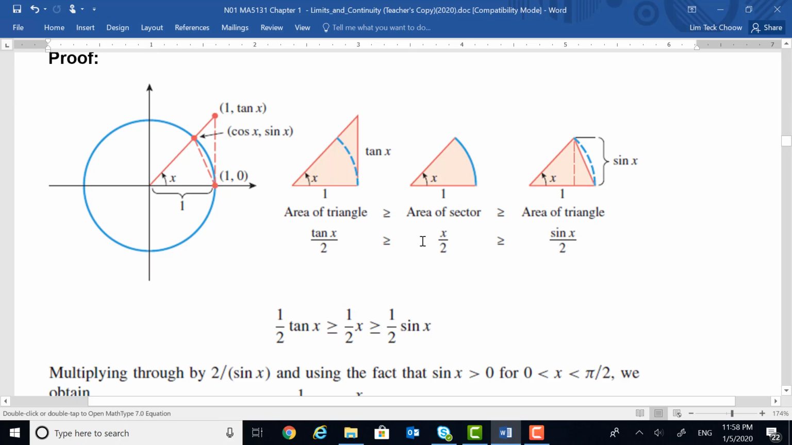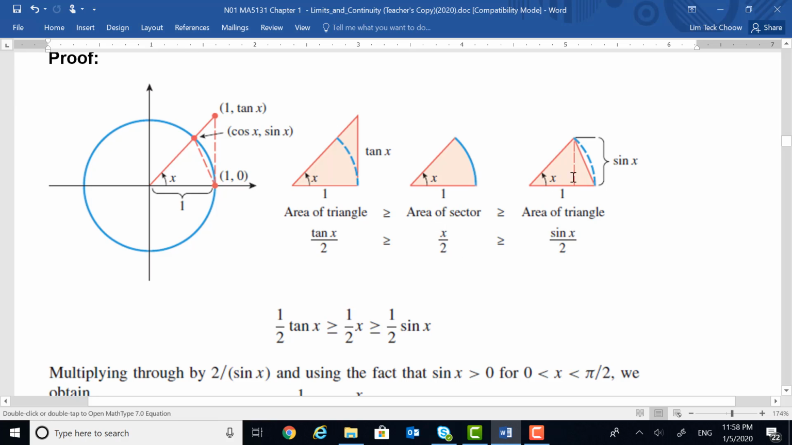And the area of the sector, which is this, we all know is half r squared theta. Half times r, which is 1, times r, which is 1, times x. Remember, half r squared theta is the formula that we know to find the area of a sector. So that gives me half times 1 times 1 times x, and therefore it's just x over 2.